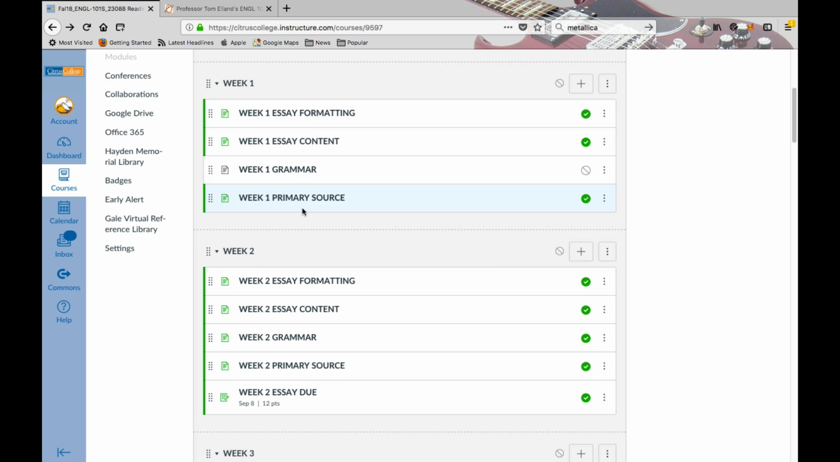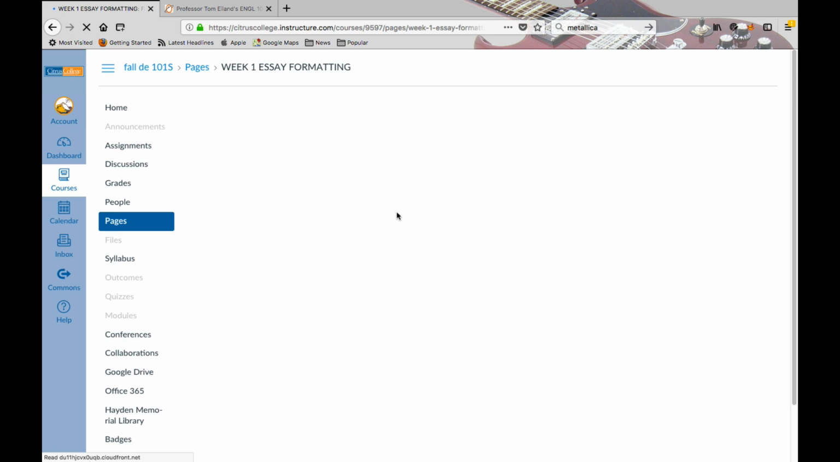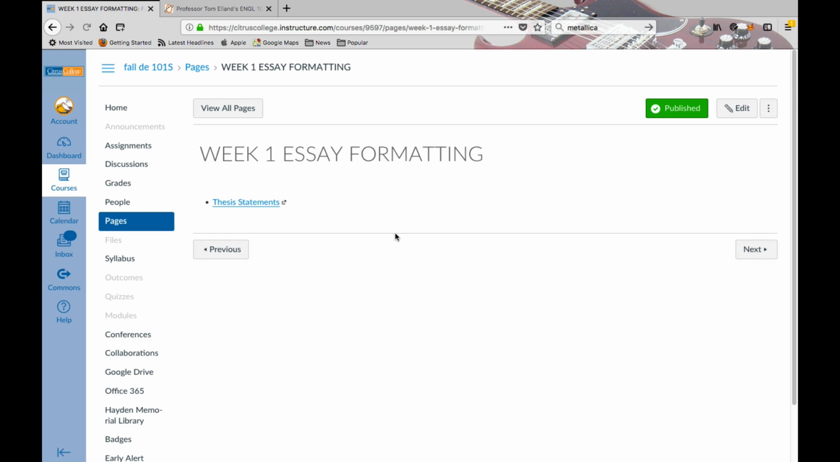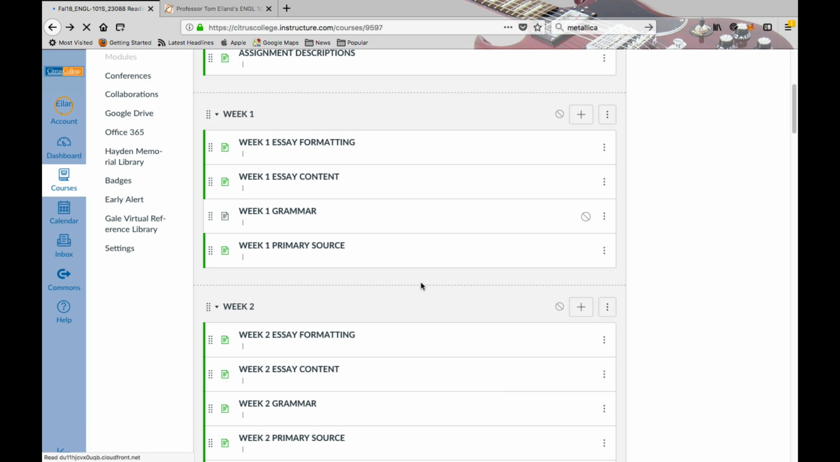And each week you have some things to look at. One of them is going to be essay formatting, and that means this has to do with the physical structure of what an essay looks like. Things like thesis statements, paragraphing, what an introduction is, what a body paragraph is, what a quotation looks like, what the reference page looks like, etc.